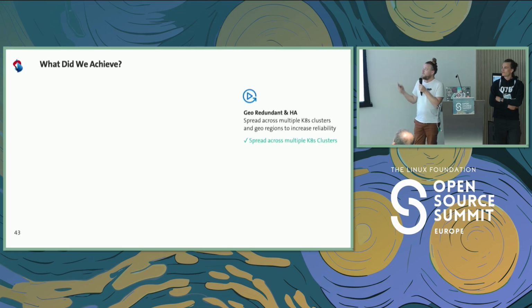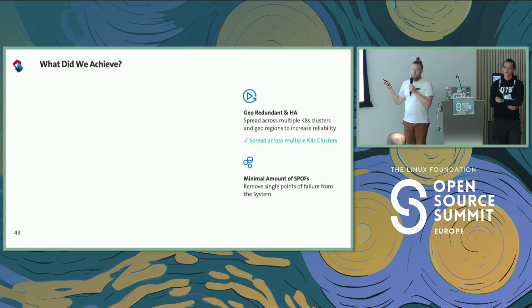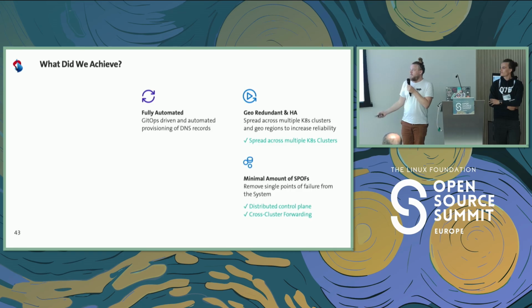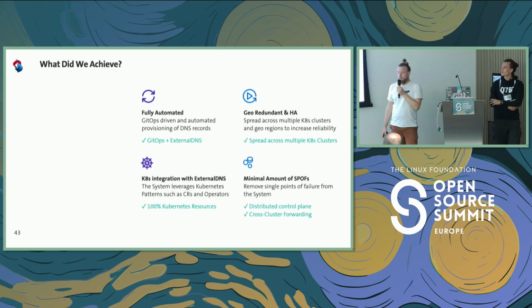So the first requirement was geo-redundancy. That's given by spreading across multiple clusters. The second one was a minimal amount of single points of failure. That's given by using a distributed control plane and by cross-cluster forwarding. Distributed control plane as in multiple instances. As Fabian has shown, we use one database per cluster and not a shared or synced database. Then it's fully automated by using GitOps and external DNS, and it's integrated into Kubernetes. Everything is 100% Kubernetes resources.